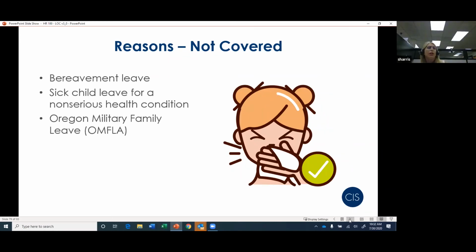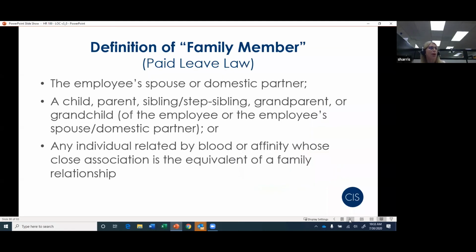But under OFLA, not everything is going to be covered under the paid category. So we currently have under OFLA bereavement leave. That will not be a paid category. Sick child leave for that non-serious health condition that we have, all right? That is not going to be paid under this law. Or the Oregon Military Family Leave component. That will not be covered under the paid section. Still covered under OFLA, okay, but not covered under the paid medical part.